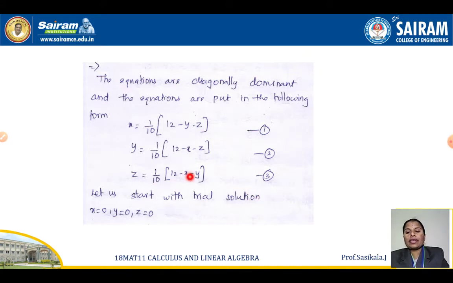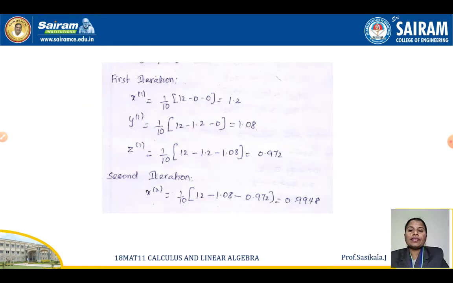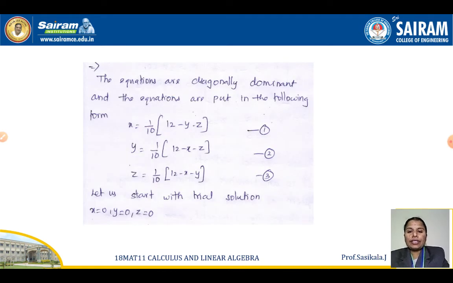So first I am taking as the initial solution x is equal to 0, y is equal to 0 and z is equal to 0. What we are going to do is, in each equation we replace the existing value with the most recent value, and get each iteration. So keeping this initial value, we start the first iteration. In this equation, substitute y equal to 0 and z equal to 0.